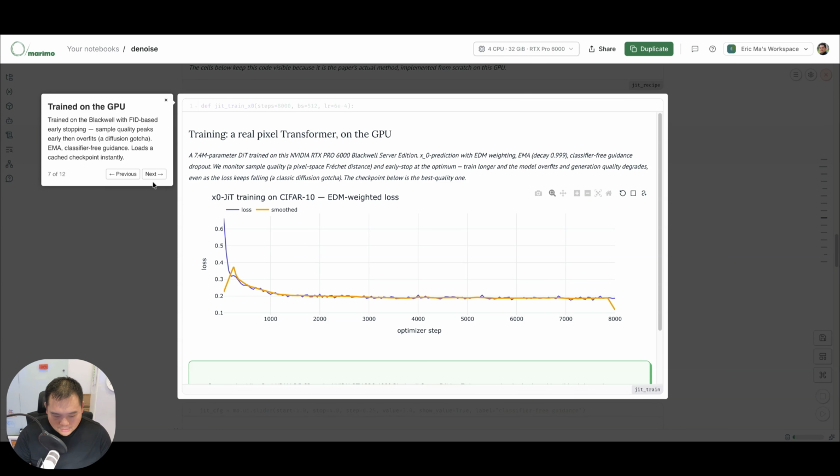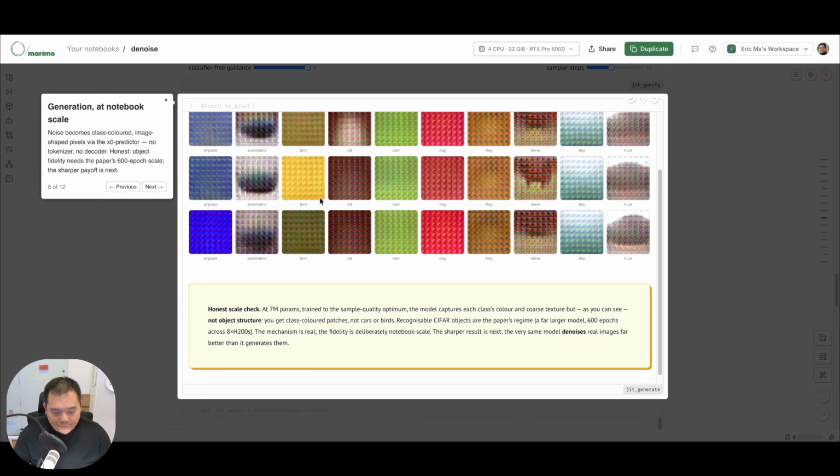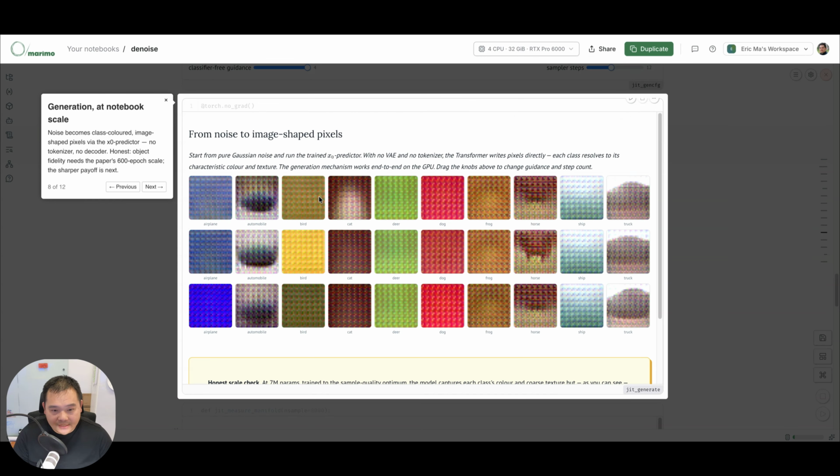So that's the training curve. And so then does it actually generate? From pure noise, each class finds its own color and texture. But honestly, if you look at this set of images here at this scale, you get colored patches, not real cars and horses. Real objects are the paper's regime, way beyond this notebook. But this is just to test the idea, so the quality's deliberately small.